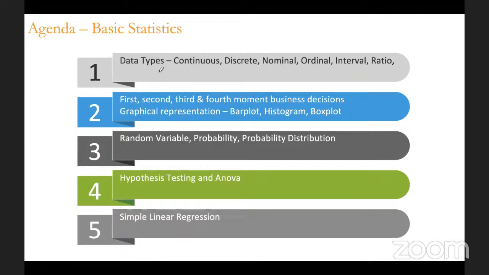Right, so we are going to understand the data types as part of this basic statistics: continuous, discrete, nominal, ordinal, interval, ratio data types. And then we are going to understand the first, third and fourth business moments. And then the data visualization techniques such as bar plot, histogram. Okay. And then hypothesis testing, then we'll jump into linear regression. Right. Probability distributions we are also going to understand.